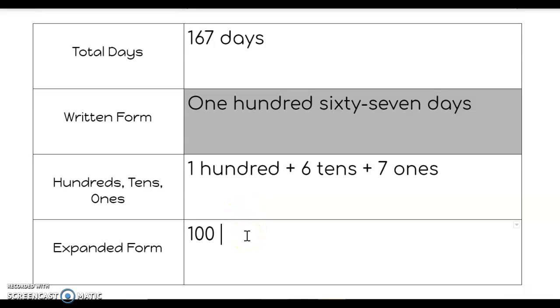We have 100. How many tens? 6, but what does that mean? 60. And how many ones? 7, and that gives us 167.